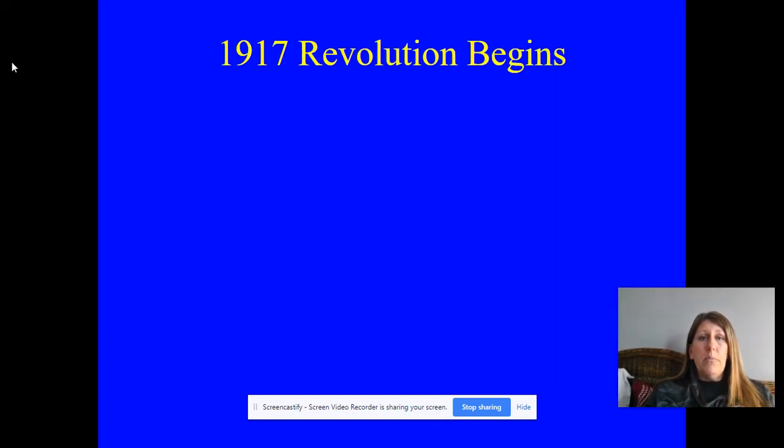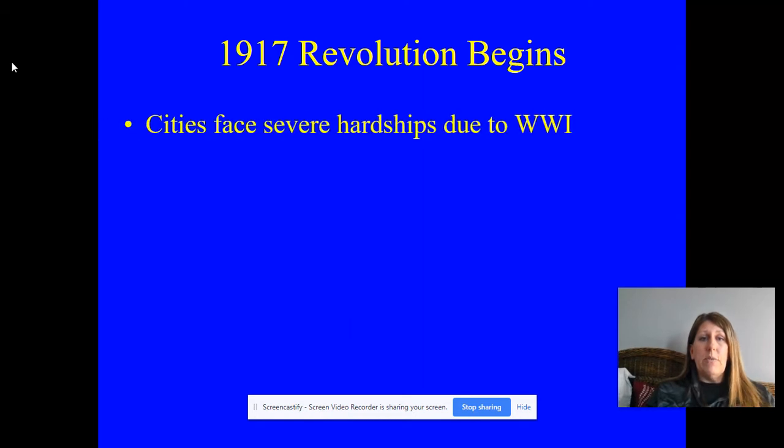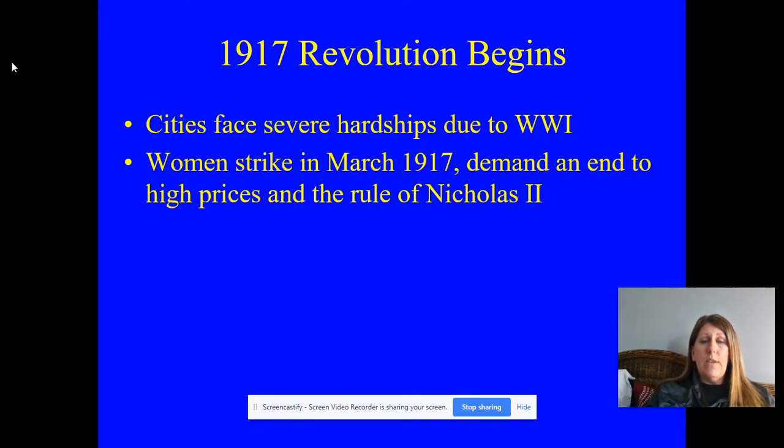So, what exactly brings about the 1917 revolution? So, we see a lot of cities and even rural areas that were facing severe hardships due to World War I. There simply was not enough food to feed the millions of people living in Russia. So, in March of 1917, the women decide to strike and they demand an end to the high prices and the rule of Tsar Nicholas II.